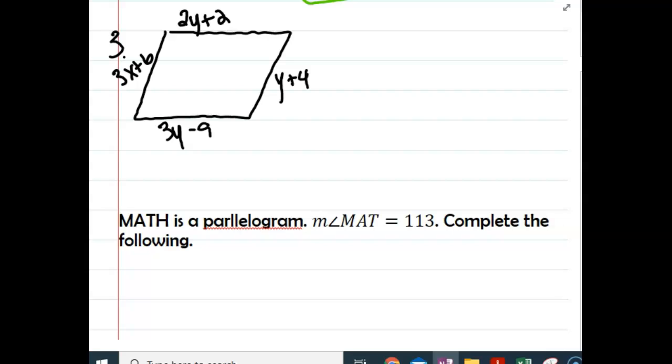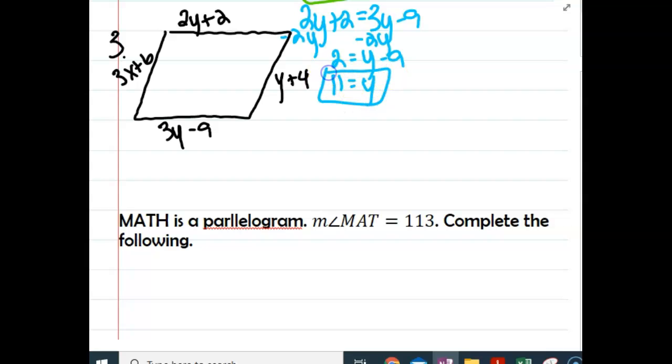So if you look at the top and the bottom, see how you would take 2y plus 2 equals 3y minus 9? See how they both have y's? Start with that one, because you can find y. So we're going to take 2y plus 2 equals 3y minus 9. To solve for y, we're going to move our y's together, so subtract 2y from both sides. So we'd have 2 equals y minus 9. Add 9, we should get y equals 11.